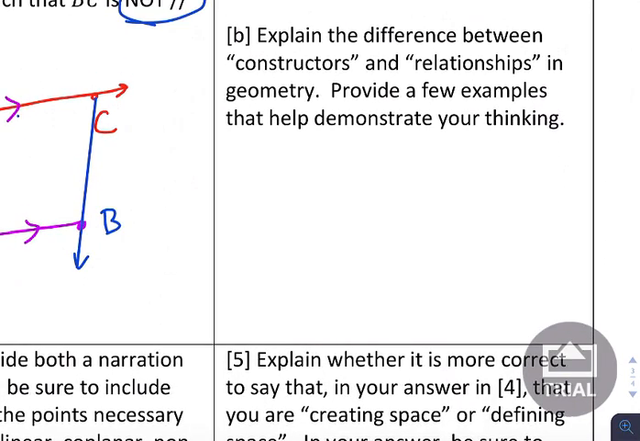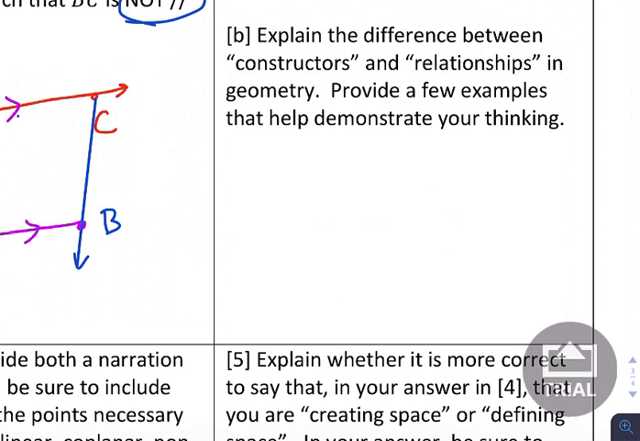All right, explain the difference between constructors and relationships in geometry. Provide a few examples of what you're thinking. So constructors are the things that form relationships. To use a non-math example, think about a relationship like marriage. Marriage occurs between two people, right? A relationship occurs between a couple of people. So the people would be the constructors, the marriage would be the relationship. That's one of many examples, but that's really what we're talking about when we're talking about the difference.